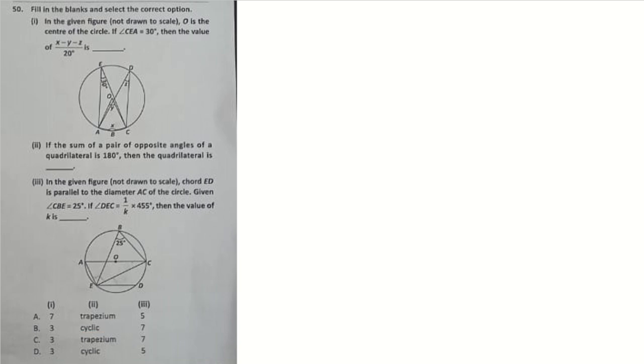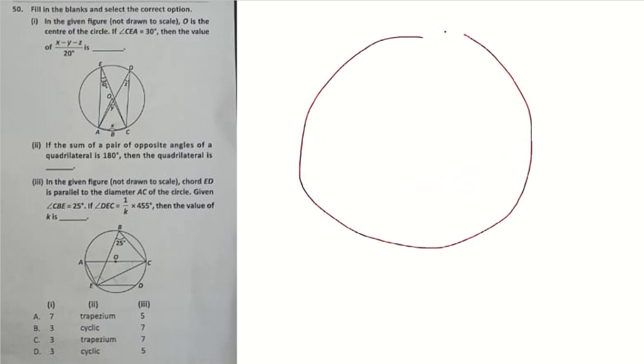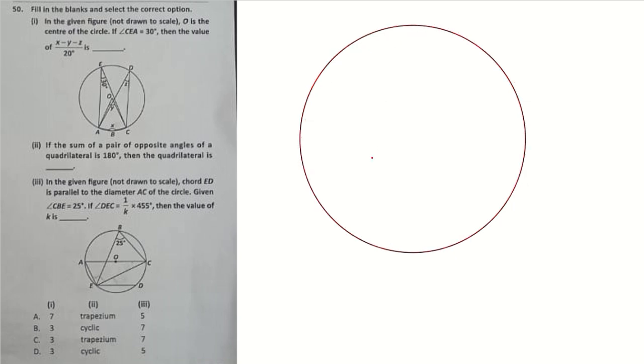The third part. In the given figure, chord ED is parallel to the diameter AC of the circle. Given CBE is 25, if DEC is 1 by k into 455, the value of k is what? So I'm going to have to draw this diagram. I need as close to a perfect circle as possible. Nice. We have a diameter.